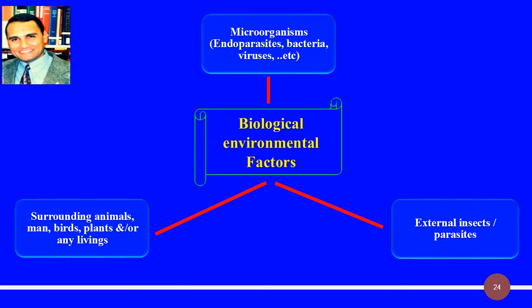Biological environment is an important factor. It includes microorganisms such as endo- and ectoparasites, bacteria, and viruses, which lead to different diseases in human or animal populations. External insects or parasites also cause several diseases. Surrounding animals, such as man, birds, plants, or any living thing, may cause zoonosis of some diseases such as rabies, yellow fever, and plague. Plants and ecological organisms may lead to fungal infection and poisoning. So the biological environmental factor is important for the occurrence of several diseases.